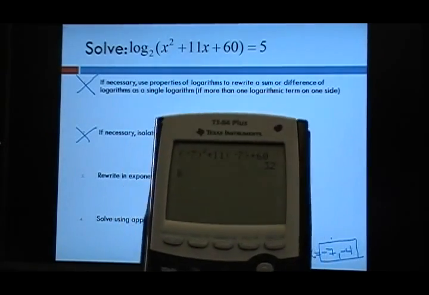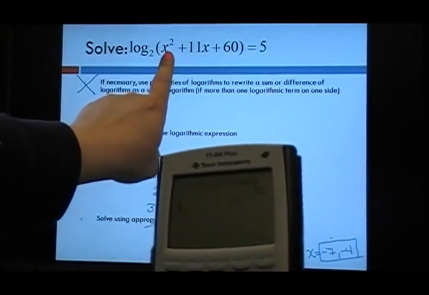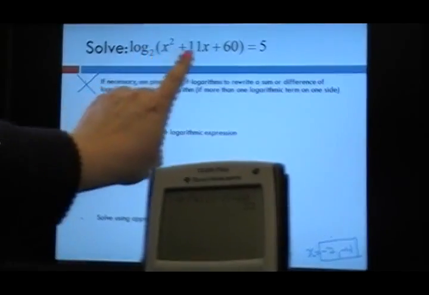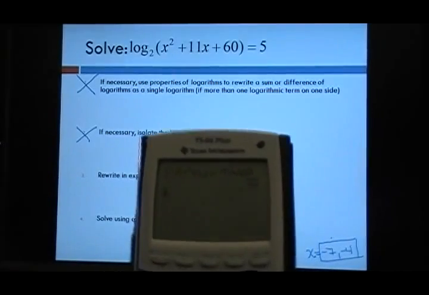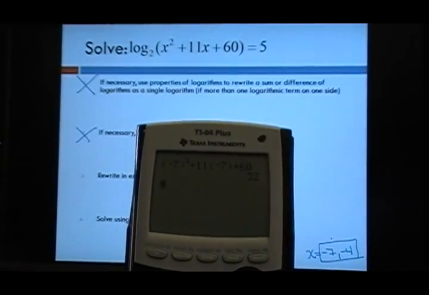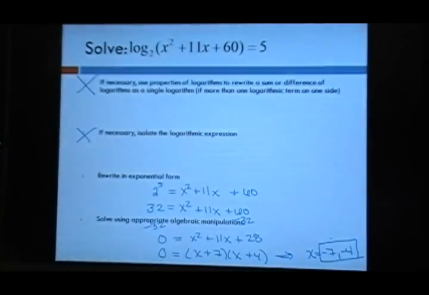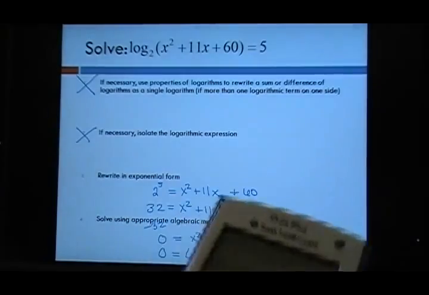And specifically, while we're at it, why not check? So if you put negative 7 in for x, this value is 32. Is it true that log base 2 of 32 is 5? Yes, it is, right? If you take 2 to the 5th power, you do get 32. So negative 7 checks out.